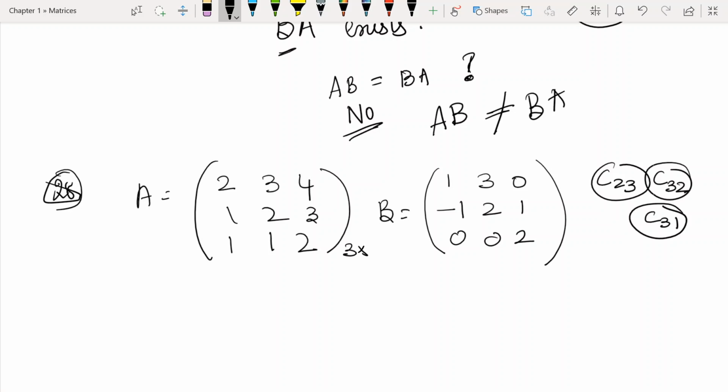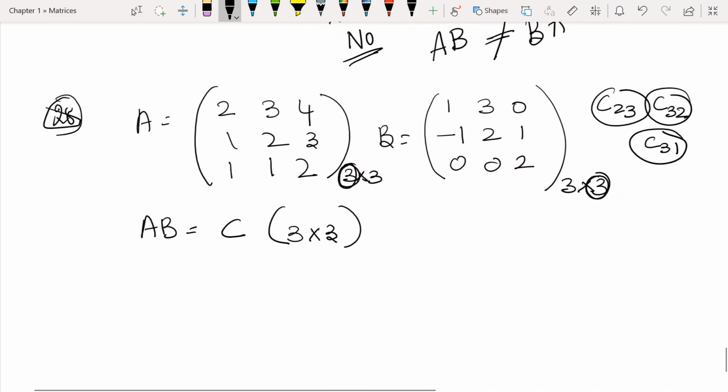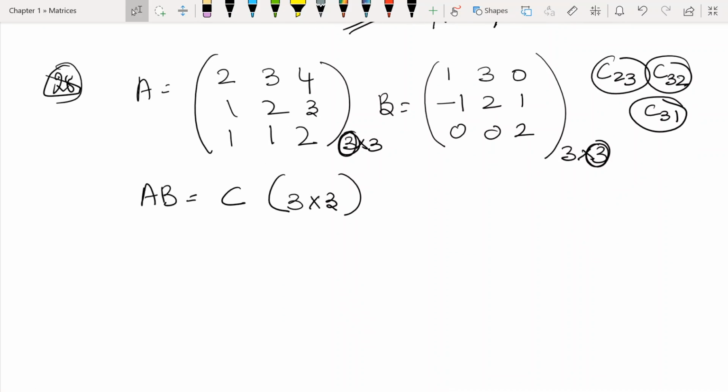Now see, this is a 3 by 3 matrix. This is also a 3 by 3 matrix. When I multiply AB, what I will get is a C. Now what will C be? C will also be 3 by 3 because I'll pick up the rows from here and I'll pick up the columns from here. It will be a 3 by 3 matrix. Okay, since it will be a 3 by 3 matrix, let me just write here how the elements will be.